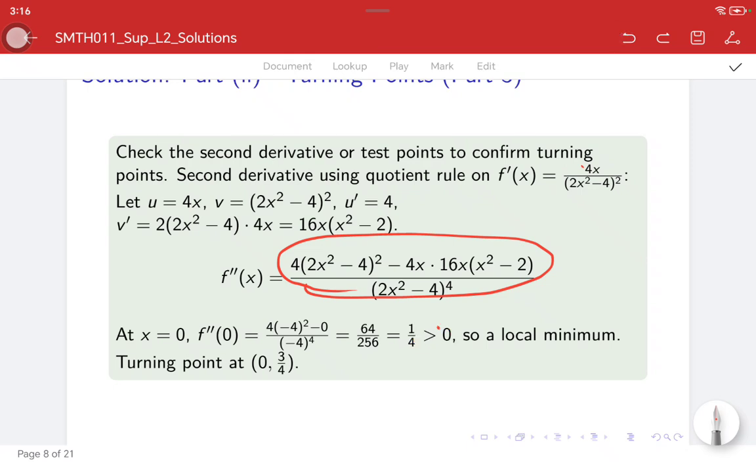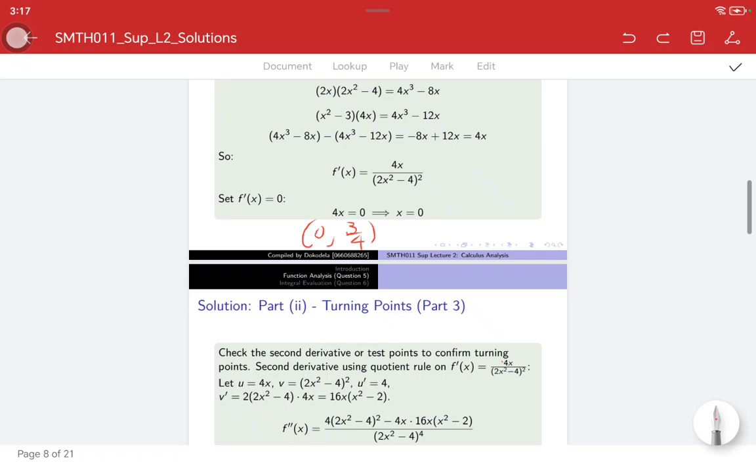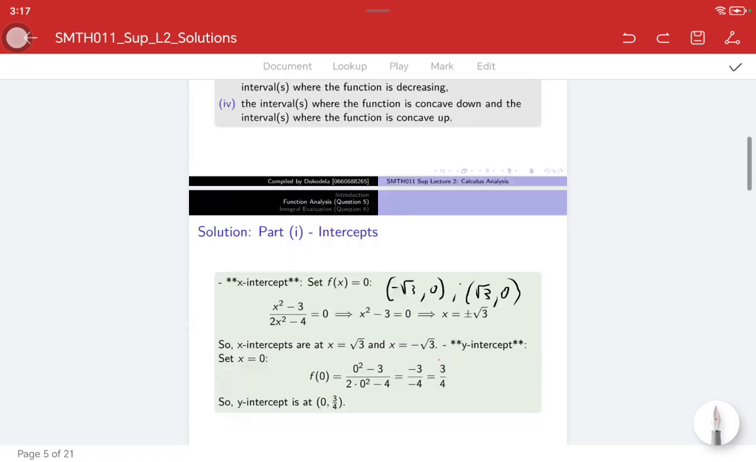So we say that when we plug 0 there, we get 1/4. And 1/4 is greater than 0. So we're going to have a local minimum at 0, 3, 4. So next time they can ask you to say find the local minimum or local maximum. Right? They can say that find the local minimum, find the local maximum.